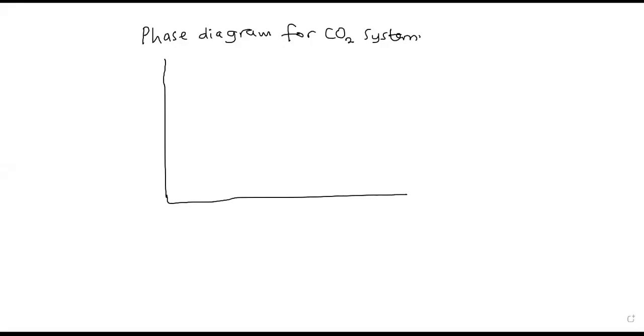Okay, we were saying that we are going to look at the phase diagram for the carbon dioxide system, and also the sulfur system. But let's begin with the carbon dioxide system. So here we are going to have two axes. The first axis shows the vapor pressure in atmospheres. And here we are going to have the temperature.